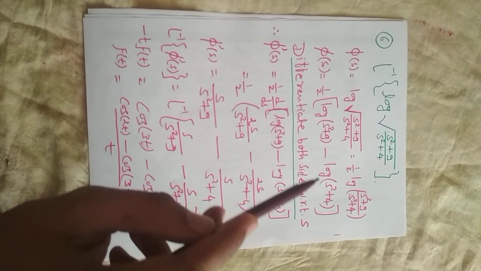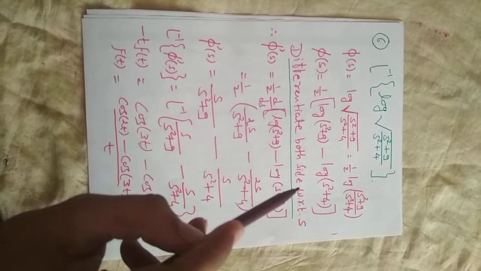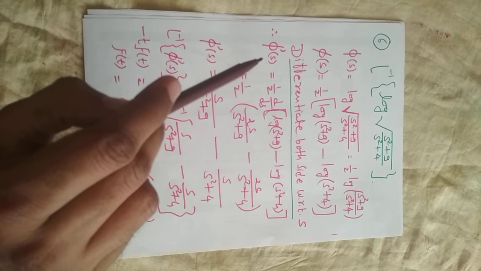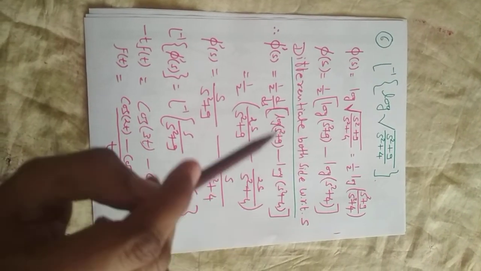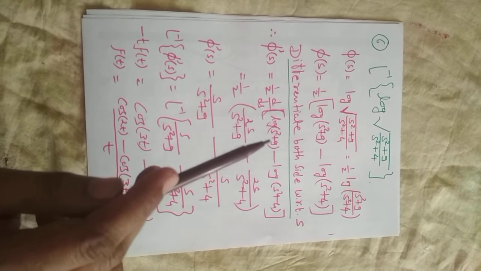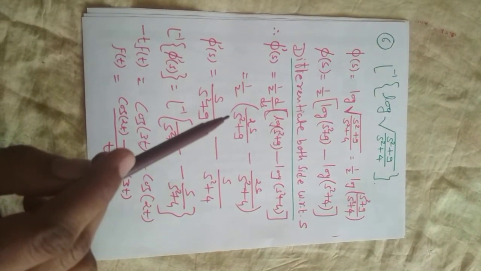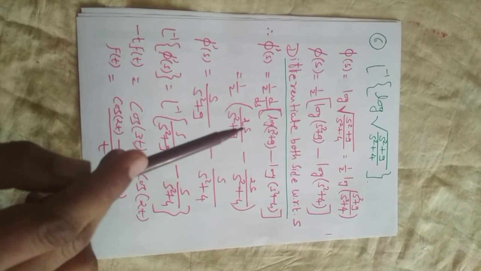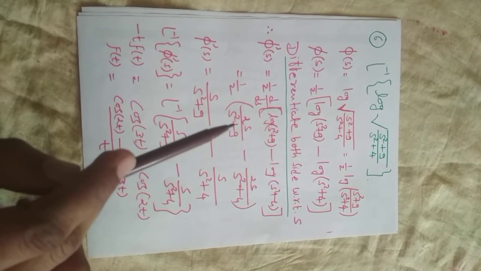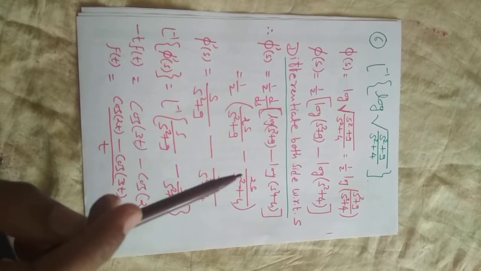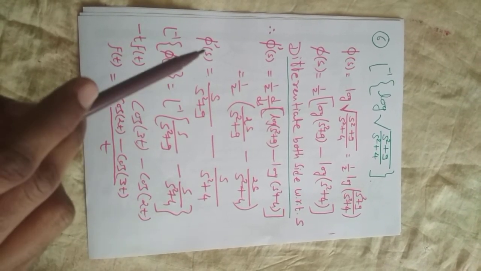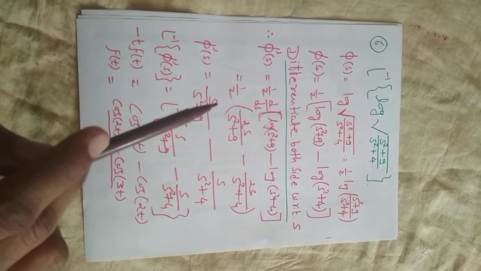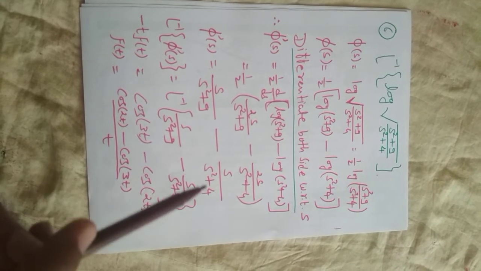We don't know the inverse Laplace of this part, but after differentiating we know it. So differentiating both sides with respect to s, this side is phi dash s, 1 by 2 times the derivative of this part. What is the derivative of log? The log derivative is 1 upon x, so it is 1 upon s square plus 9, and the derivative of s square plus 9 is 2s, so this is the derivative of log (s square plus 9), and this is the derivative of log (s square plus 4). Now 2 is common and cancels with this 2. Phi dash s equals s upon s square plus 9 minus s upon s square plus 4.